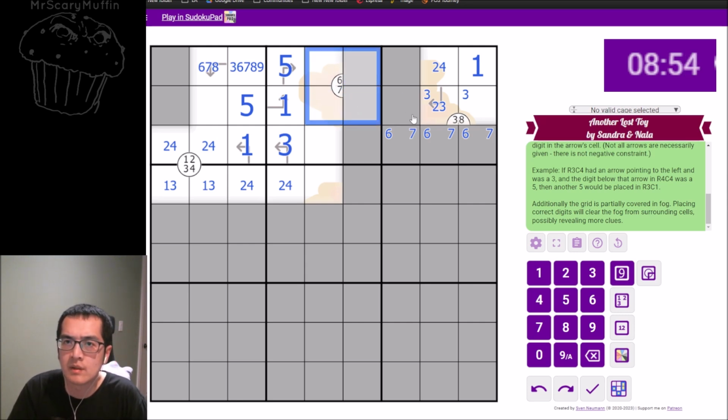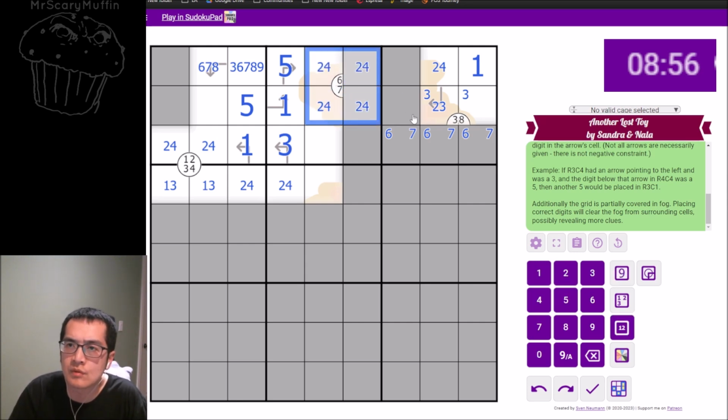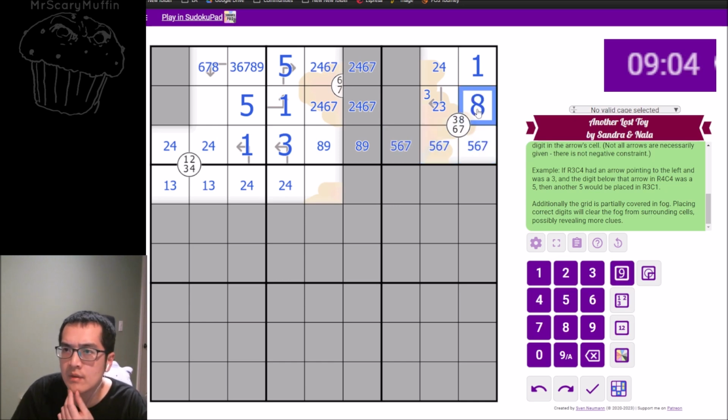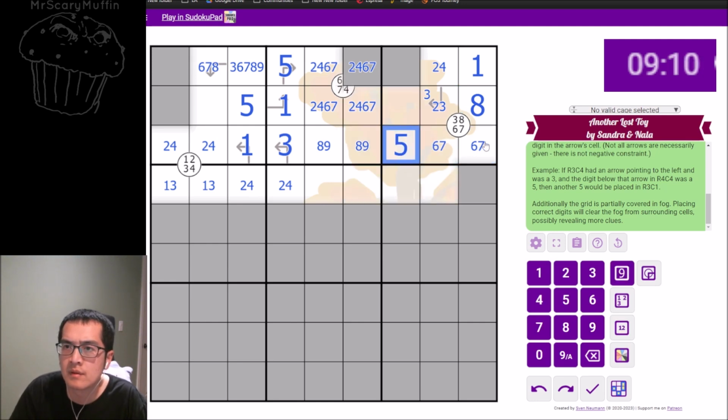Okay, so yeah, we know this. So 2, 4, 6, 7. The other 2, 4 has to be here. This is the 8, 9. That puts this as a 5, 6, 7. That means 8 can only go here. Alright. And now we know this is 6, 7. But the 5 has to go here. Bueno. Okay, we know 4 has to be here, but we already knew that. That's not very helpful. 8 needs to be up here.